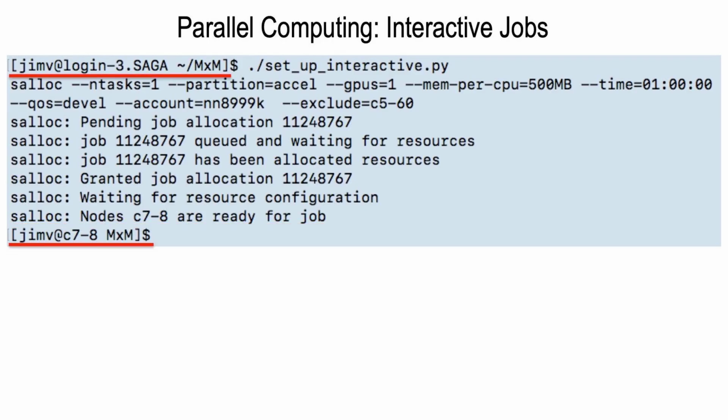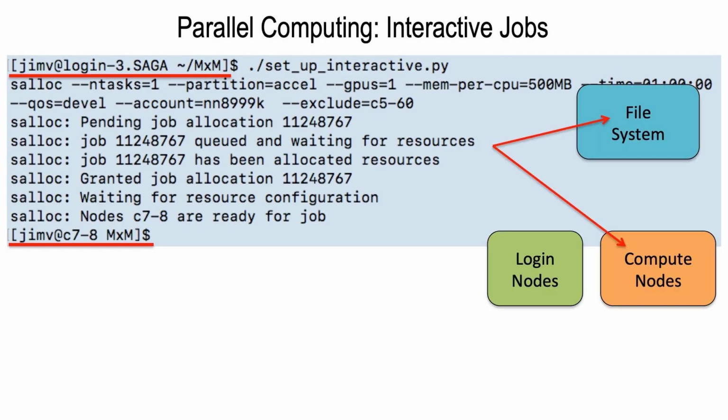Observe the change in my command prompt. Initially, it indicated I was on the login 3 node on Saga. It now reflects the shift to the Accel node C78. I've successfully transferred my first coordinate from one login node to one compute node on the Linux cluster. However, my second coordinate remains in the MXM directory within the file system.